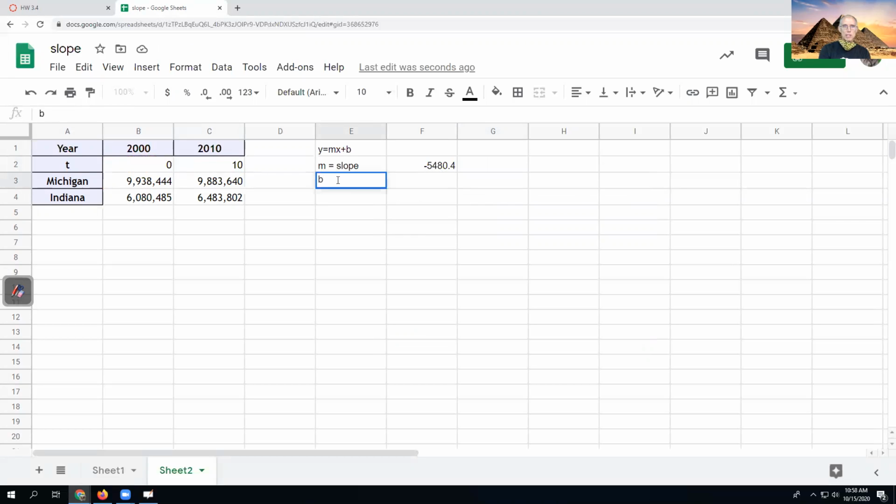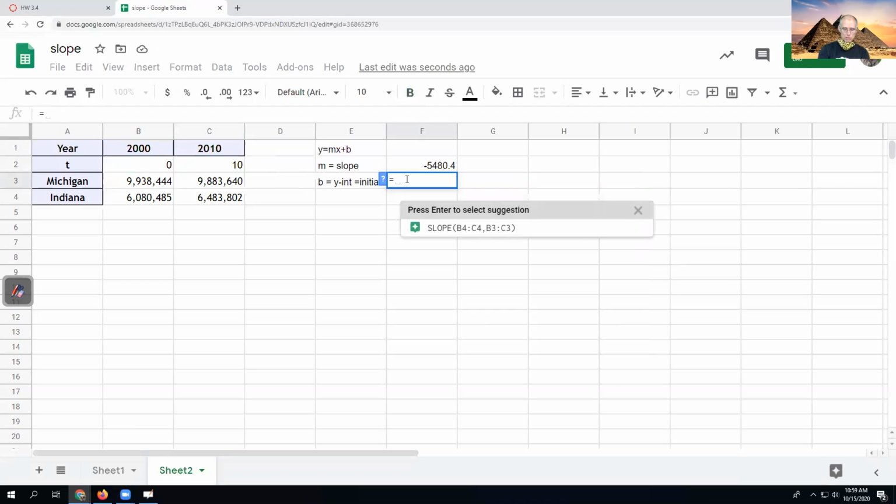Similarly, we can get b, which is often called the y-intercept. And in this case, it's going to be my initial value. And initial value in this case is pretty straightforward. Because I have time equals 0, then the initial value has got to be the population at that time. But if I was using the year 2000 as my x and 2010 as my other x, it wouldn't be so simple.